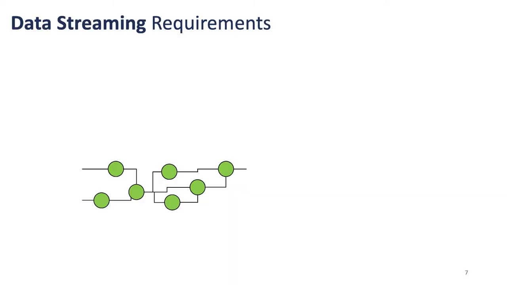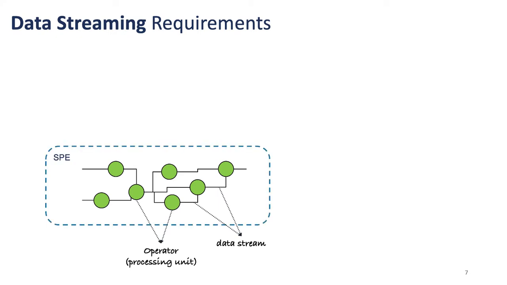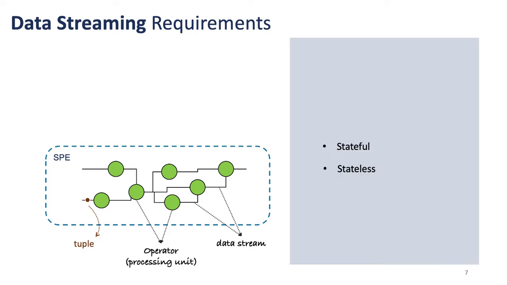In data stream processing or data streaming, queries are constructed as directed graphs of data streams and operators, which are processing units. These queries are executed by stream processing engines, or SPEs. Each operator receives an unbounded sequence of data items, also known as tuples, and performs some functions on them. In general, operators are divided into two types, stateless and stateful.